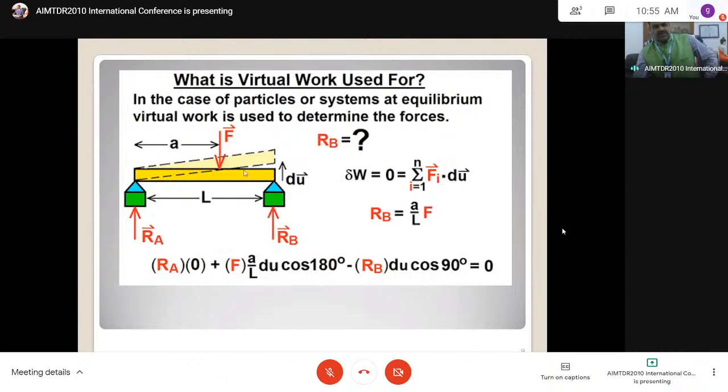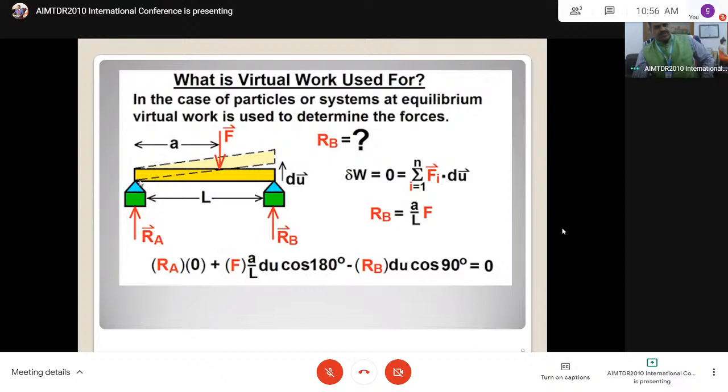Here, as far as this force, what is the distance? RB length is L, at F, what is the length? If we know the A value, what is the force? We can take a moment about this. RB into L is equal to F into A. From that, this is the equation. Some other moments. Now once we know this, apply this equation. This is RB represented in terms of F.